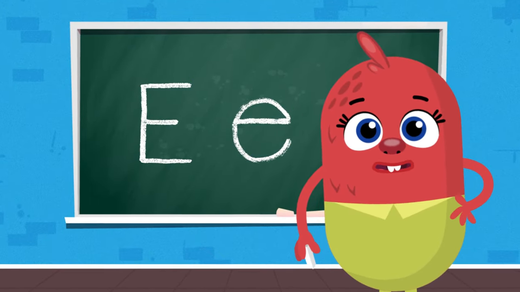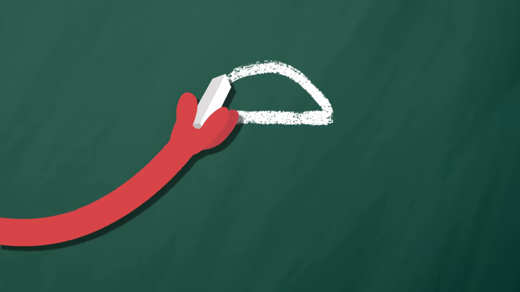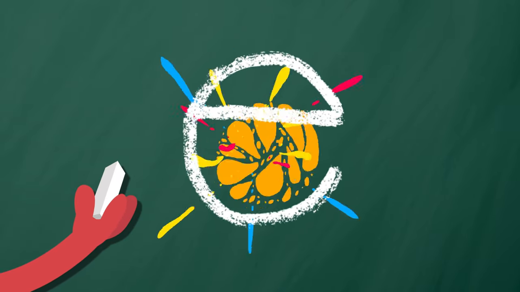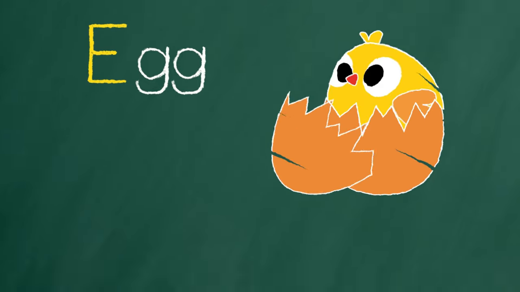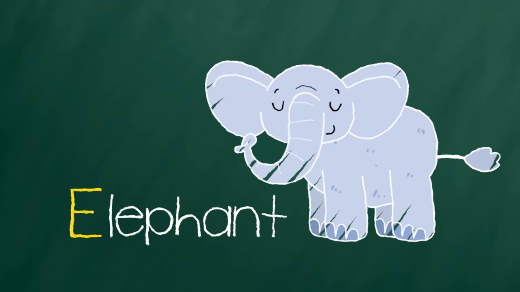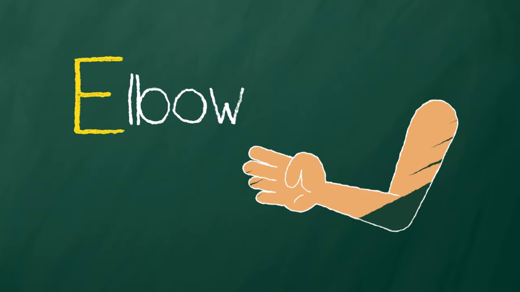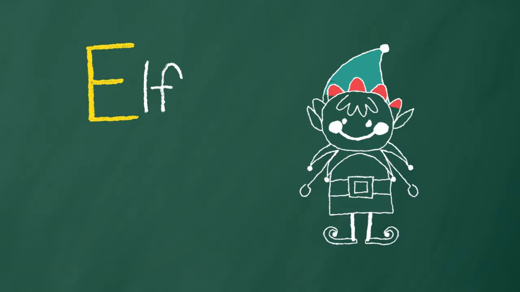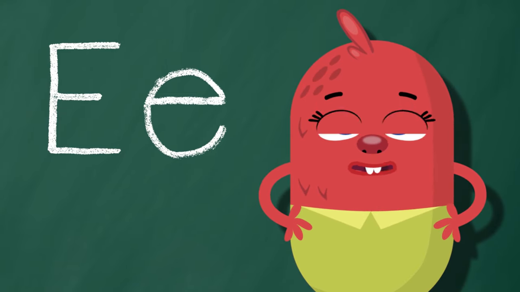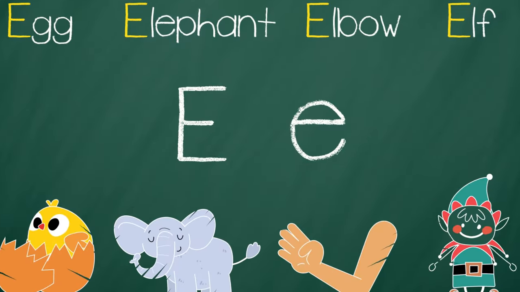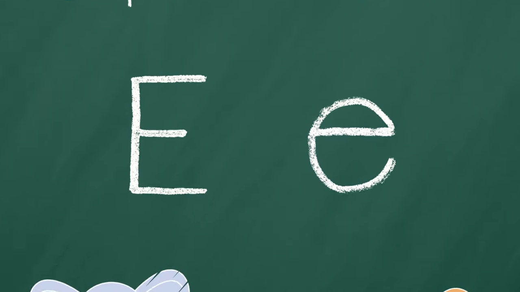I can write uppercase letter E. I can write lowercase letter E. Uppercase. Egg. Elephant. Elbow. Elf. Oh, I know so many words that begin with letter E.